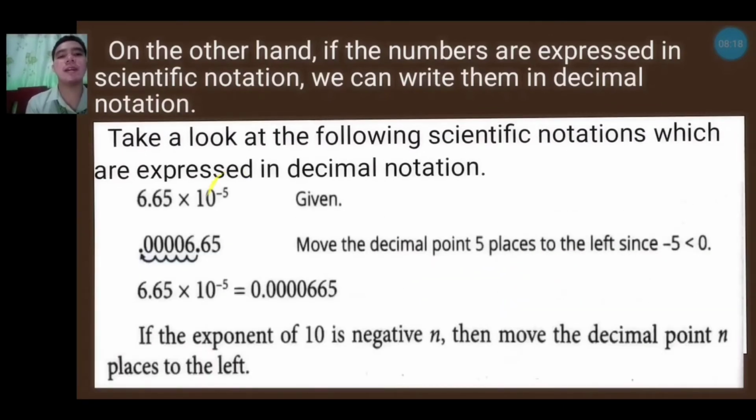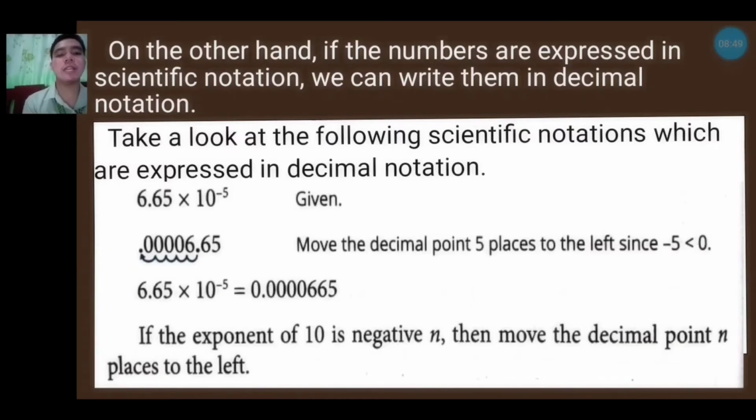Now, as you can see, we have a negative exponent on our given. So here, we have to move to the left. Okay? When the exponent is negative, to the left. So 6.65, then to the left, 5 times. So from here, 1, 2, 3, 4, 5. This will be the new position of the decimal point.